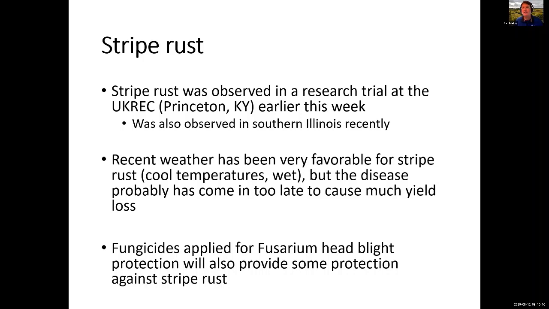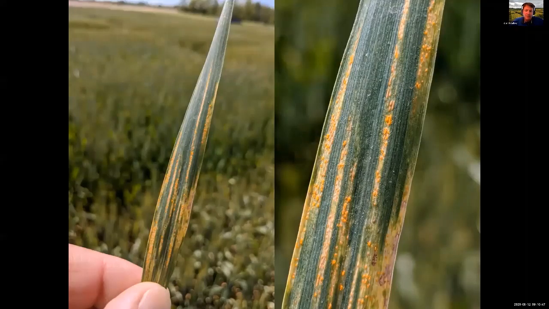I think 2016 was a year that we did see stripe rust causing some yield loss in southern Illinois and western Kentucky, mostly because of planting a couple of very susceptible varieties. But I think for this year, even though we're seeing it, it's probably going to be coming in too late, as most of our wheat is post-flowering at this point in time, and it's going to warm up, so we're probably not going to see a whole lot of damage from stripe rust this year. Fungicides are very effective. Even those that you apply later on for scab protection are still going to provide some protection against stripe rust. And here's just a couple of pictures of stripe rust.